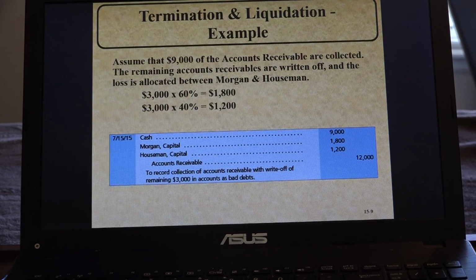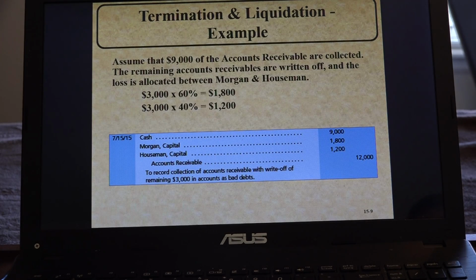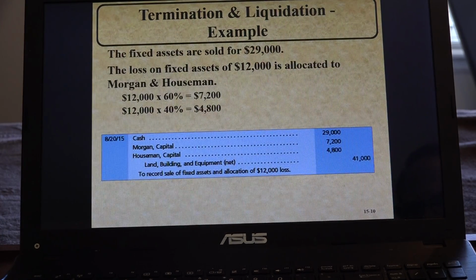All right, so another fact they put in here is $9,000 of accounts receivable is collected. The original amount on the books is $12,000. And so we have a $3,000 write-off, and that loss is allocated 60-40 between Morgan and Hausman also. And so you acknowledge the cash by debiting $9,000. Morgan takes $1,800 of the loss, and Hausman takes $1,200. And of course, accounts receivable comes off the books.